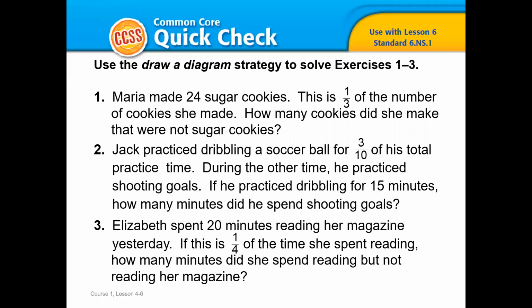Hi, welcome back. This is Math, Chapter 4, Lesson 6. Divide whole numbers by fractions. We start with a review of Lesson 5.